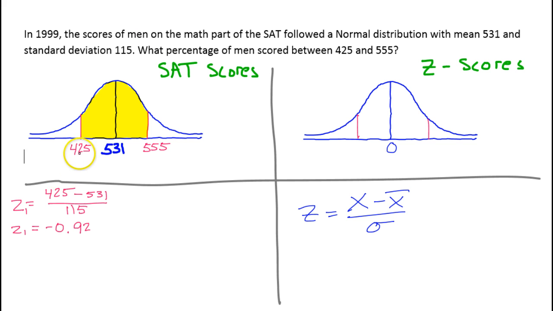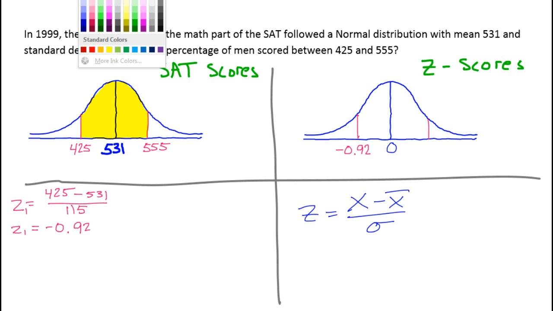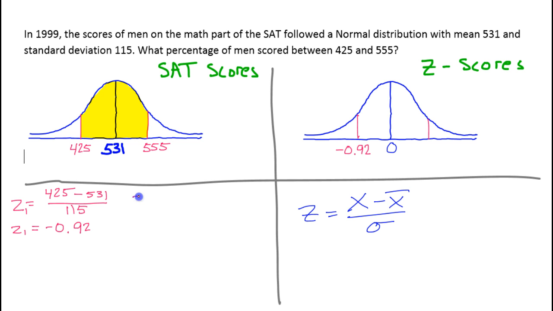which corresponds to the 425. So I'm going to put that right here, negative 0.92. That's almost negative 1. That means it's almost 1 standard deviation below the mean. Notice that negative means that it is below the mean. Now let's do that again with the other z-score. I will call it z2. So that's going to be 555 minus 531, again divided by 115.